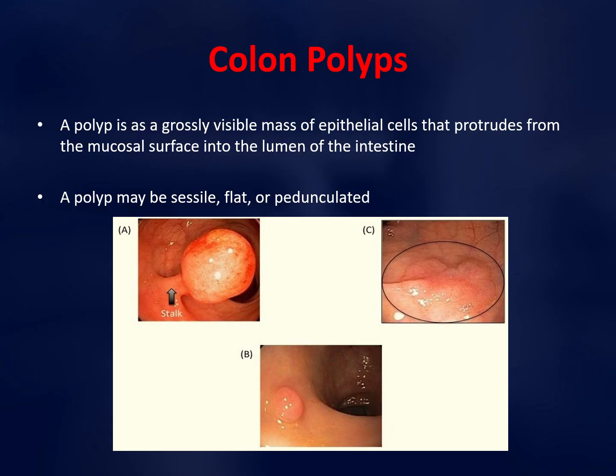As already seen, colonic cancers arise from degenerated colonic polyps. So what are colonic polyps? A polyp is a proliferation of epithelial cells that protrudes from the mucosal surface into the lumen of the intestine. A polyp may be pedunculated, as the first image on the left, A, with a stalk. It can be a sessile polyp, which means it's a grossly visible mass without a stalk, like in B. And it can be flat, completely flat, like in C.